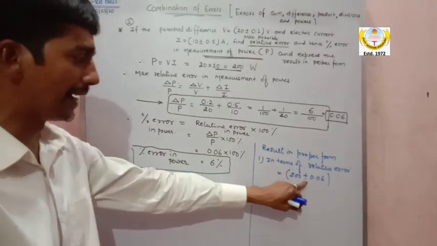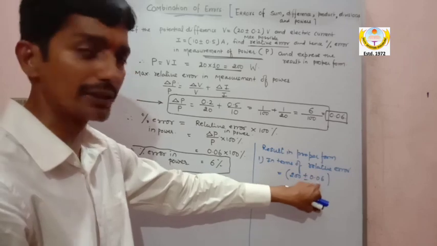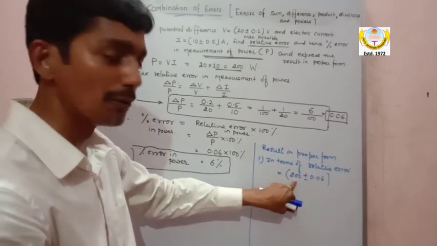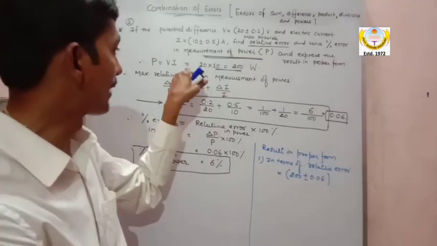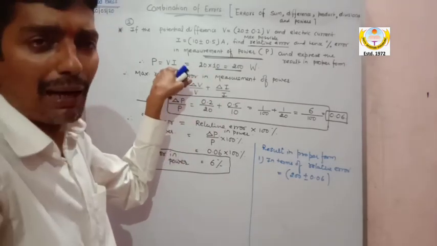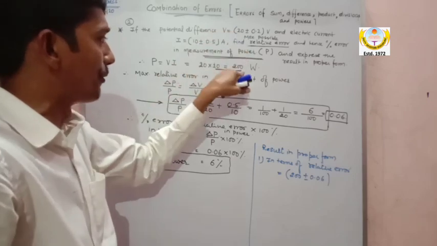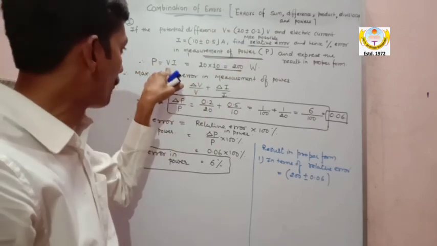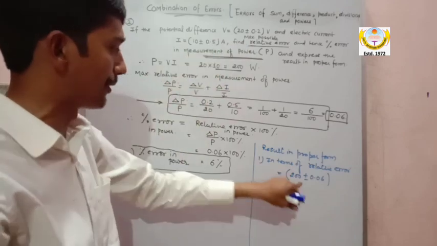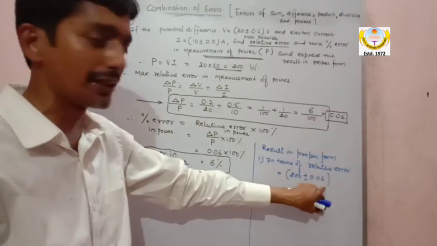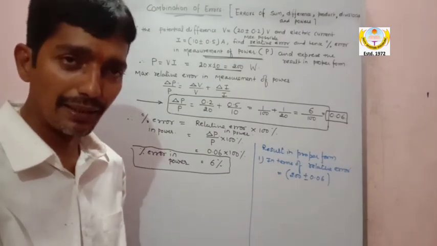This is 200 plus minus 0.06. That is, 0.06 is the relative error and 200 is the true value. I have calculated the true value by multiplying V and I, sir. The true value of V multiplied with the true value of I gives the true value of power: 20 into 10, 200 plus minus 0.06. I hope it is clear, my dear.